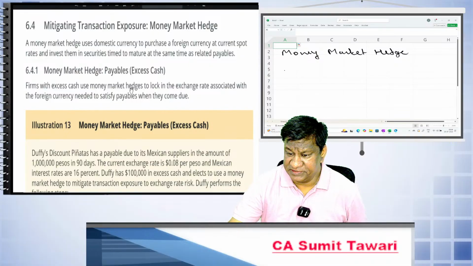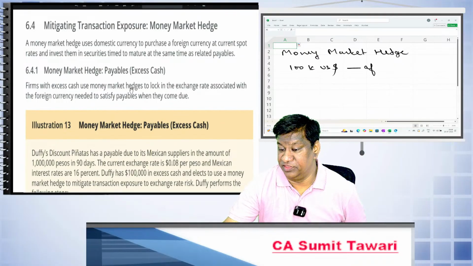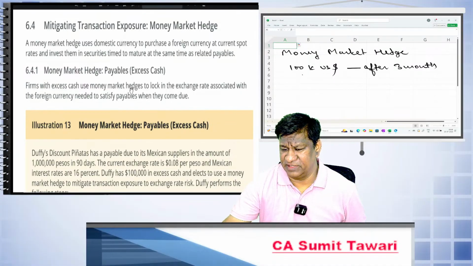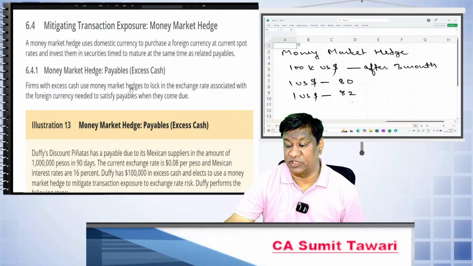If I need to pay, say, 100K US dollar after 3 months. I'm giving an example from an Indian perspective. Today's rate is, say, 80 for 1 US dollar, and it is expected after 3 months that 1 US dollar could be 82. Because it is a payable, I need to pay the 100K US dollar, so I need to expense out more INR. I can foresee that in future, after 3 months, I need to bear some loss.